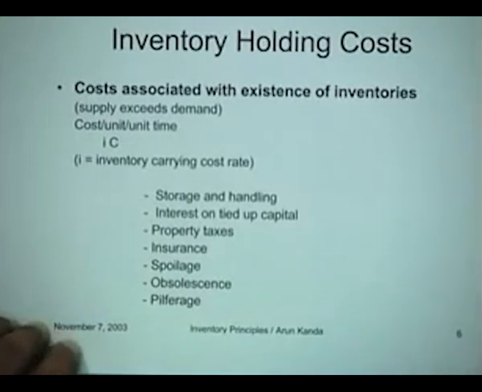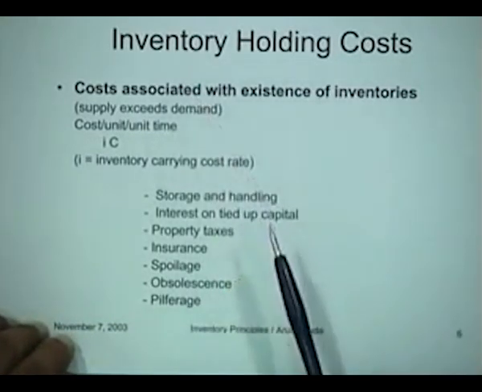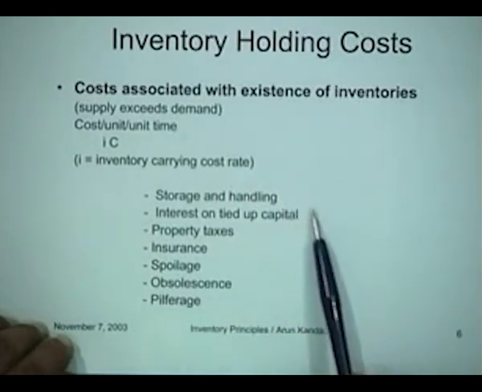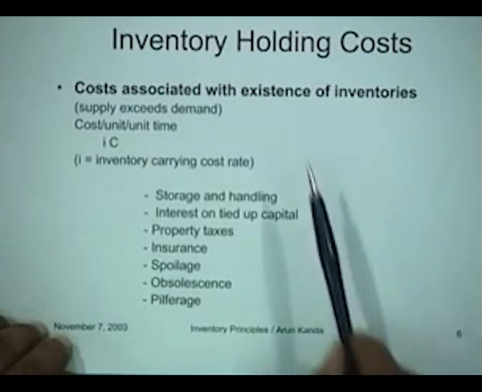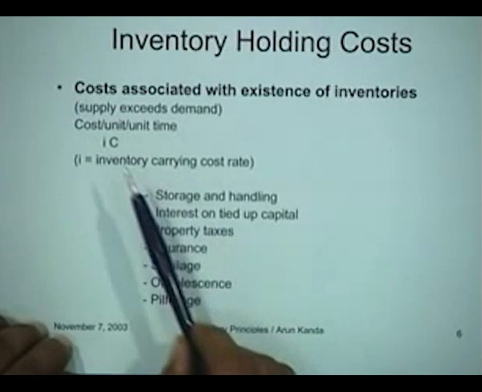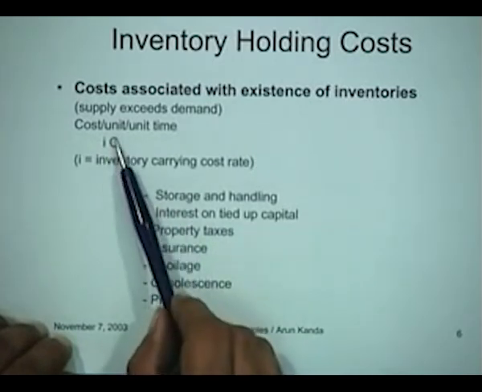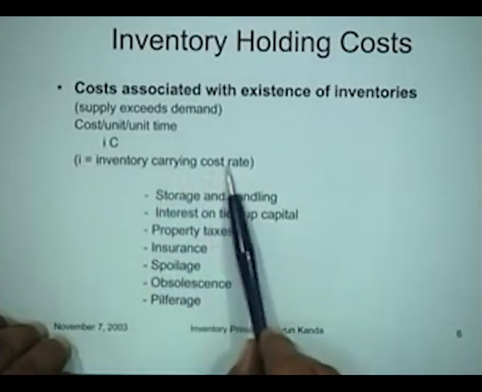So these are the typical components in the inventory holding costs, and basically you have to consider all these components. Now what really happens is that you might estimate this one independently, and then find out what the inventory holding cost is. And therefore what is normally done is that this inventory holding cost is generally estimated by estimating the value of I, the inventory carrying cost rate.